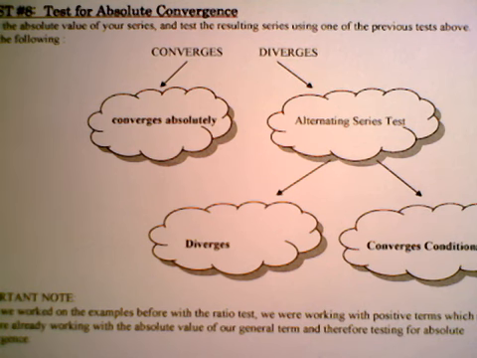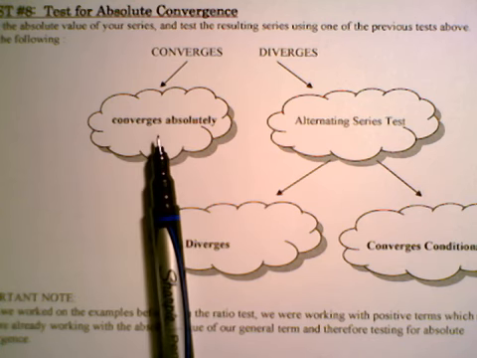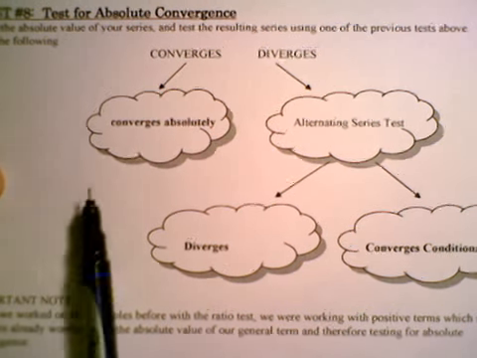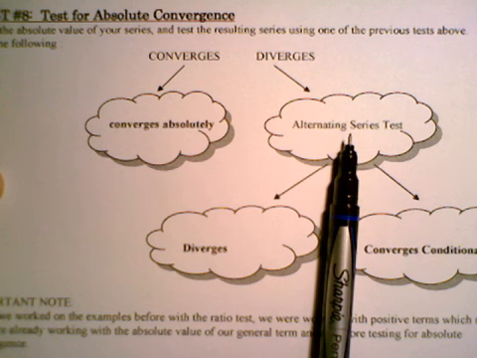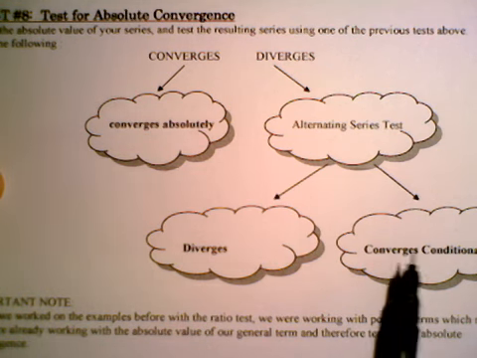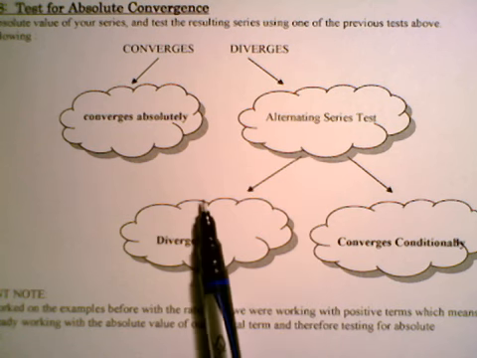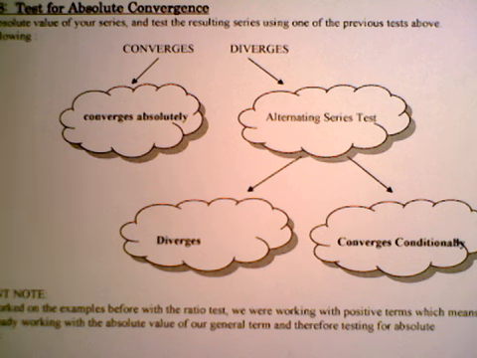Okay, so test number 8, the test for absolute convergence. This is just a summary. If the series converges absolutely, then the series converges. If you test for absolute convergence and it diverges, then use the alternating series test. If it converges, then you would say it converges conditionally. And if it still fails the alternating series test, then you would say that the series diverges.